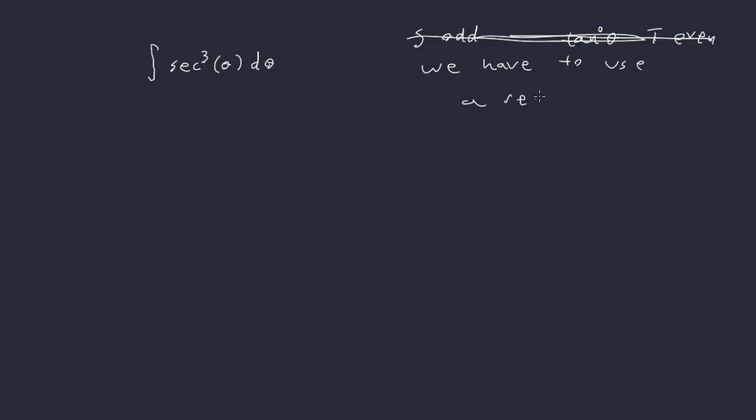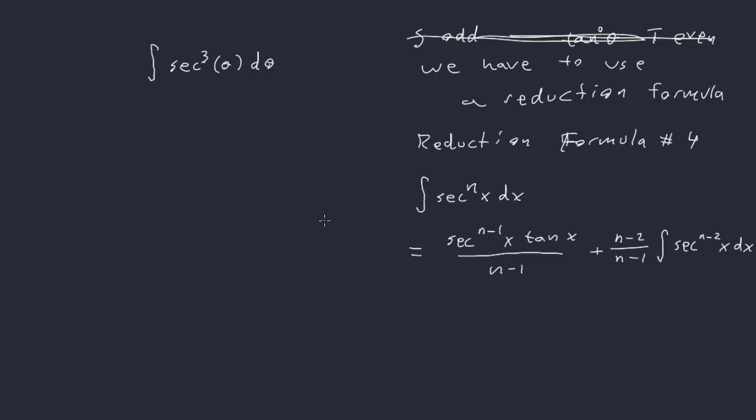And if I look at that page number in the book that I mentioned earlier, we can get the number 4 reduction. Okay, let me look that up real quick. All right, so here's the reduction formula for secant. It's the integral of secant to some power n of x dx. That integral is secant to the n minus 1 of x times tangent x, all over n minus 1, plus n minus 2 over n minus 1 times the integral of secant n minus 2 of x dx.